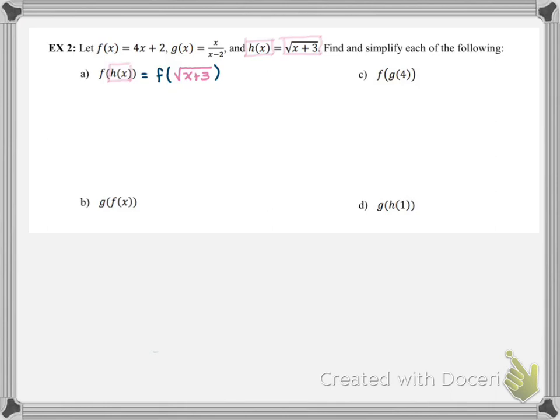So now, if I just look at that, it's just saying evaluate f for an input of the square root of x plus 3. So f does 4 times the input plus 2. So I'm going to do 4 times my input plus 2.